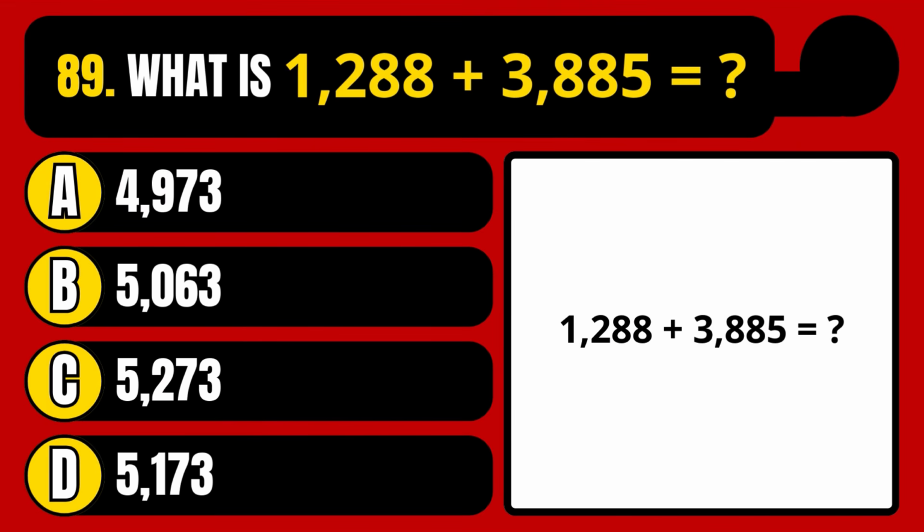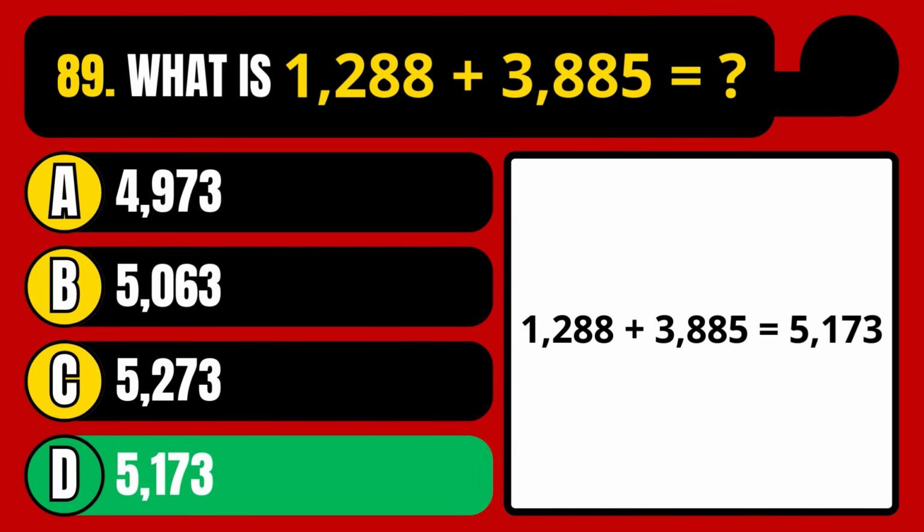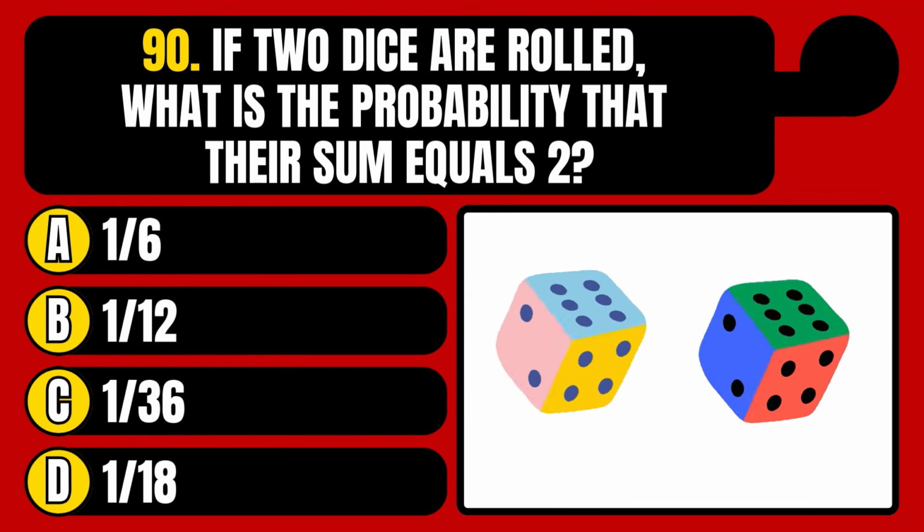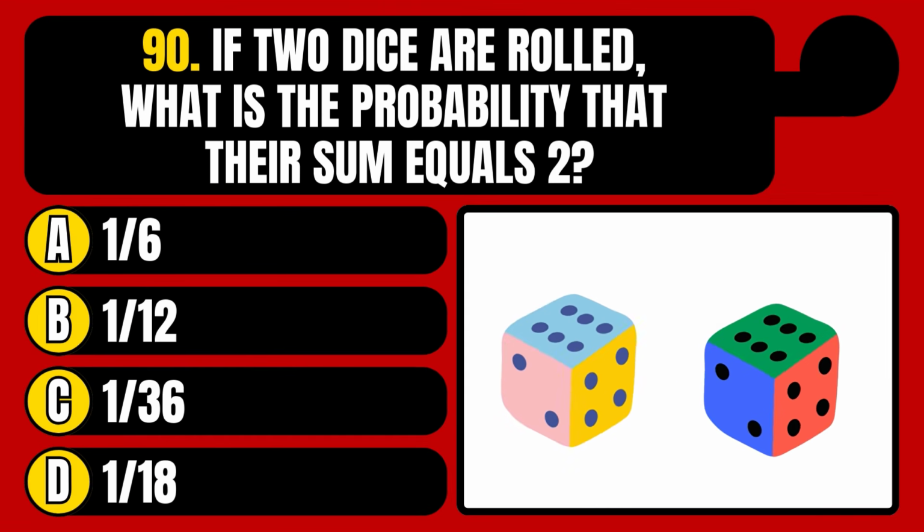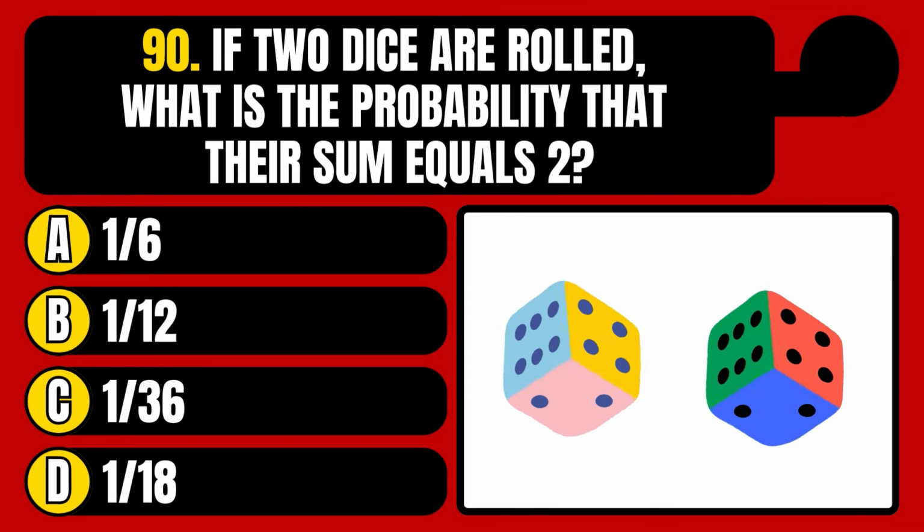4,973, 5,063, 5,273, or 5,173? The correct answer is option D, 5,173. If two dice are rolled, what is the probability that their sum equals 2?